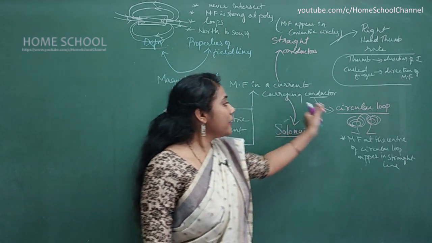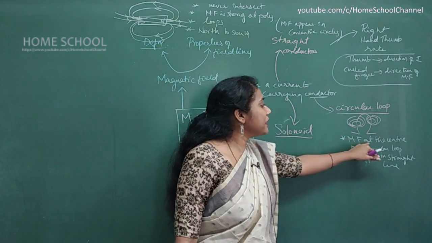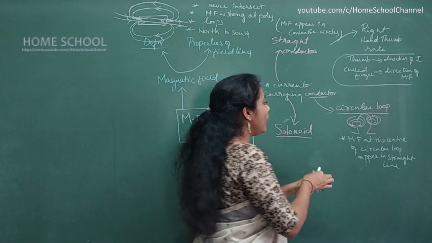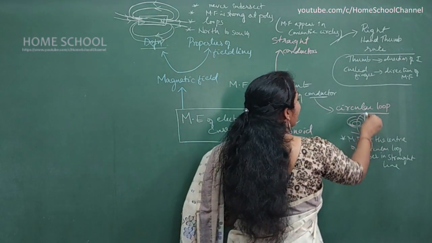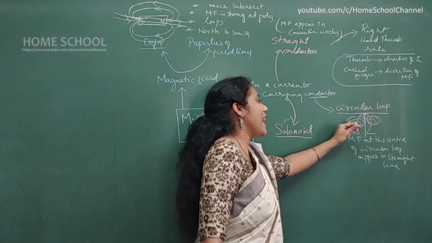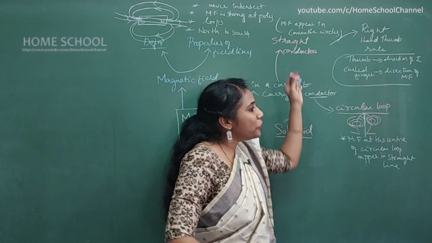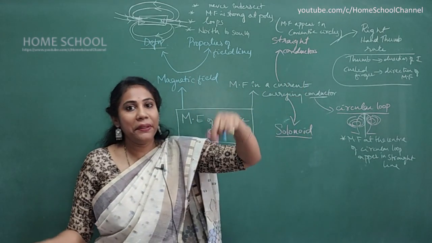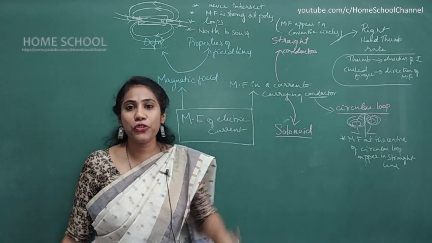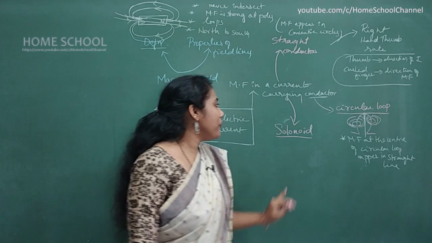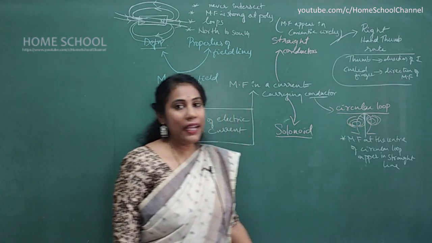Now in a circular loop, one special thing is that the magnetic field at the center will always appear in a straight line. Because as the distance increases and you go to the center, the field lines appear as though they are in a straight line. Fine, that's all about the circular loop.